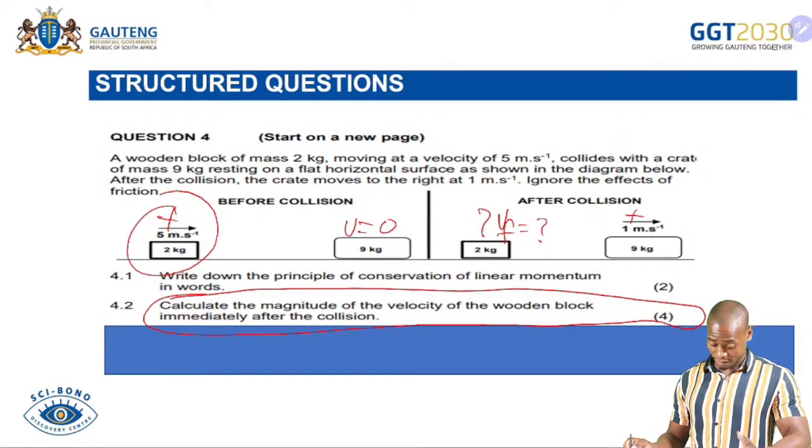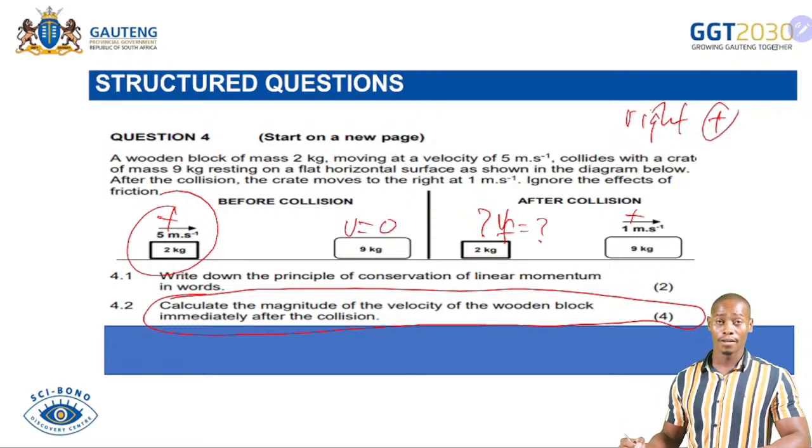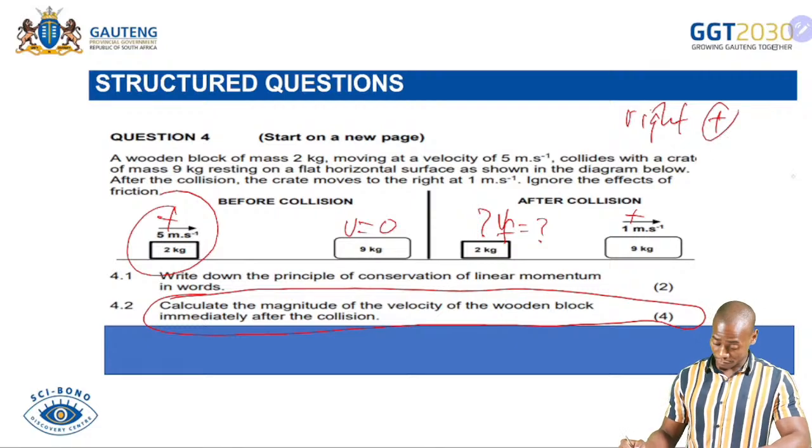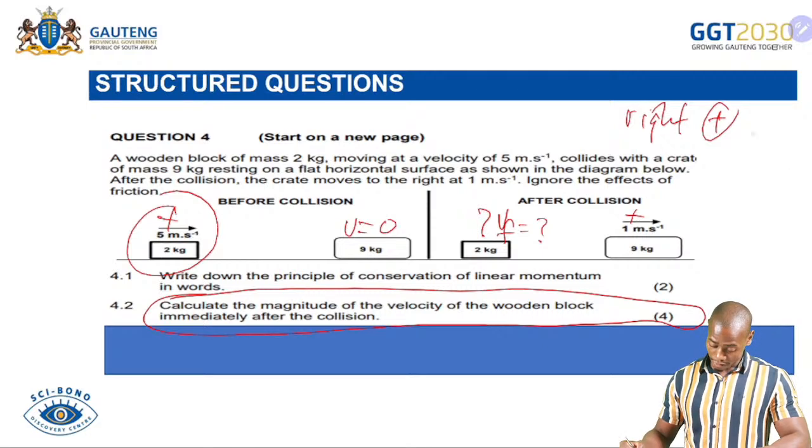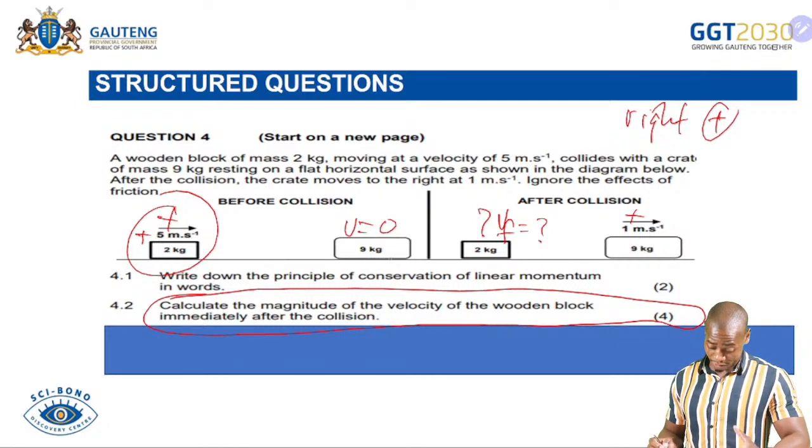All right, so check this scenario. Okay, it's scenario number 1. Objects move at different velocities before and afterward, after the collision. Okay, so 1, we are choosing direction. We are taking right as positive. So if we take right as positive, then for the wooden block, what is the initial velocity? It will be positive 5. Why positive 5? We are taking right as positive. And then the initial for the crate is 0, stationary.